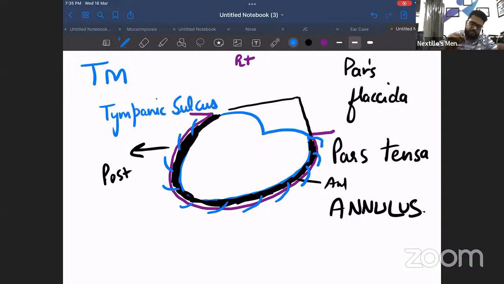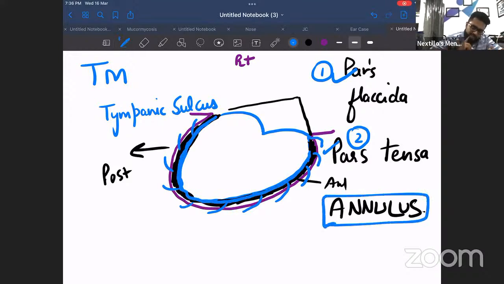So till now it's very simple. The tympanic membrane has two parts, pars flaccida and pars tensa. This is the first, this is the second. The tympanic membrane is thickened circumferentially, which is very easy to remember. To form what? It forms the annulus. Now, this annulus sits in a groove in the tympanic bone. This groove is called the tympanic sulcus.